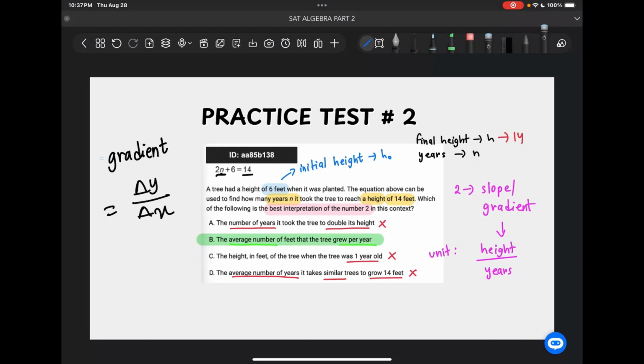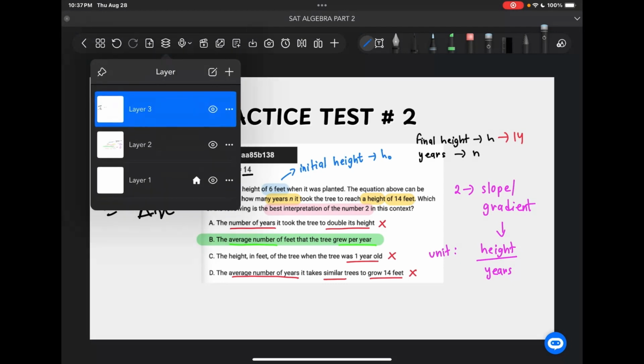Now option D, the average number of years it takes similar trees to grow 14 feet. This is totally out of context. We are not given any information about how long it takes similar trees to grow. Also, I already told you guys that it's going to be height by years, and it is saying 2 is the average number of years. So it is wrong from the get-go. Now let's move on to the next question.